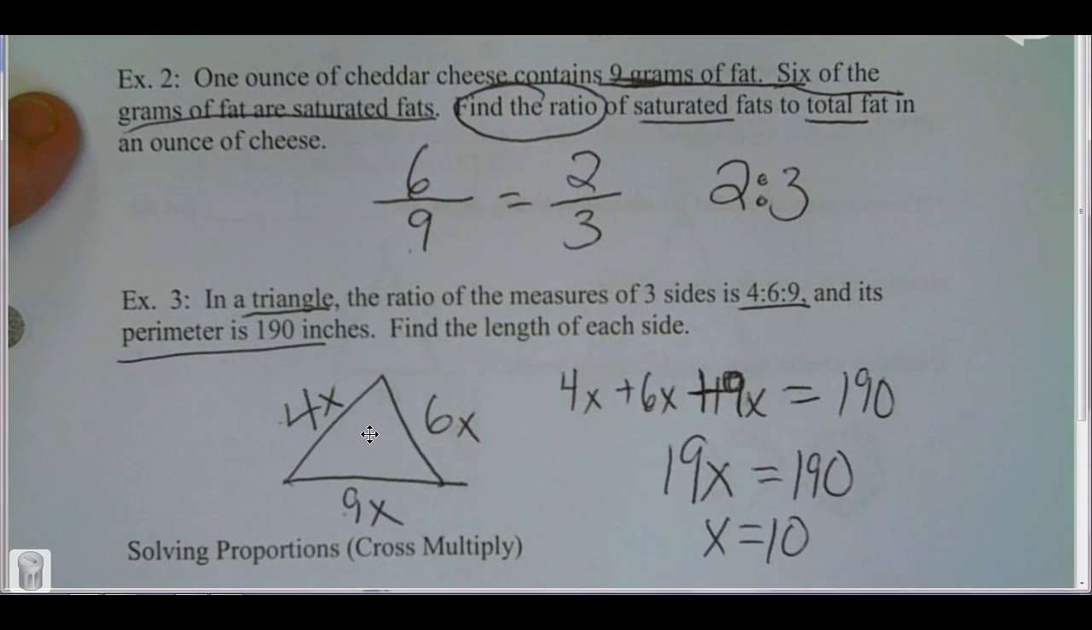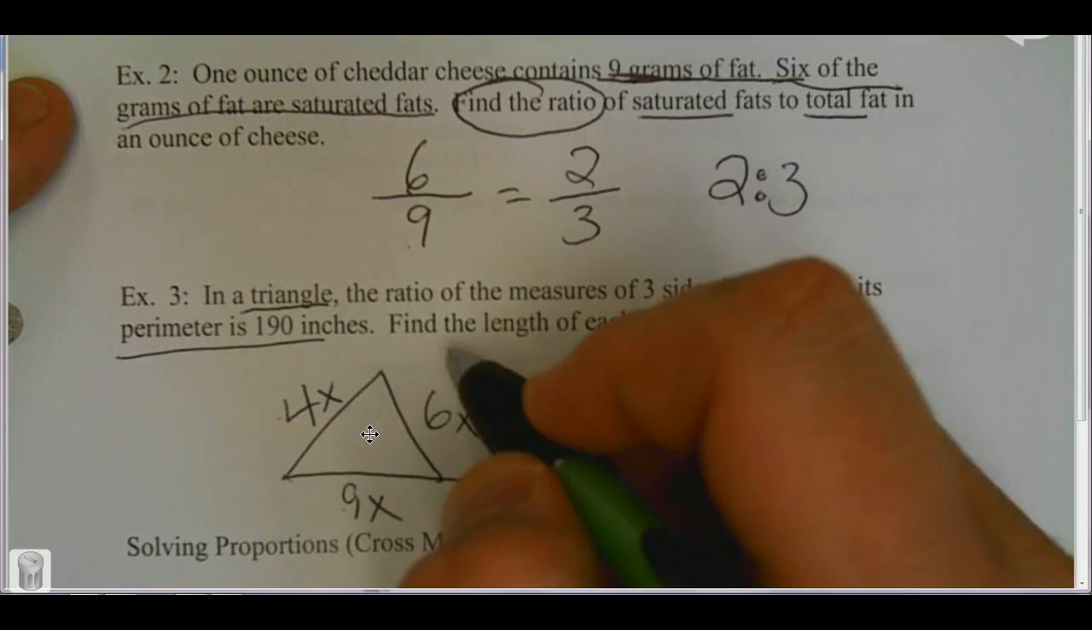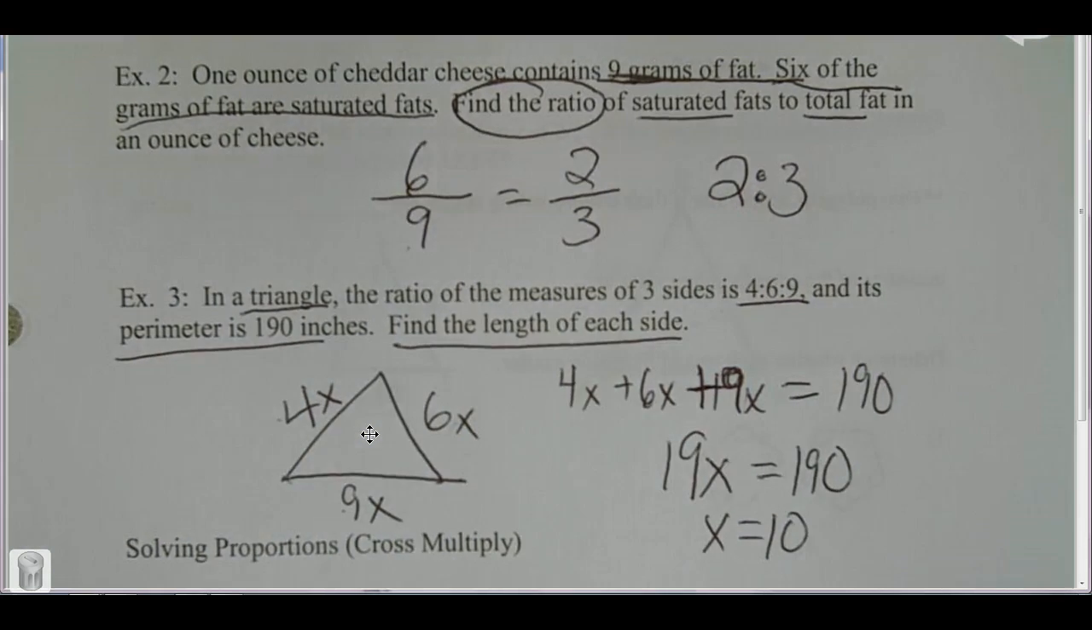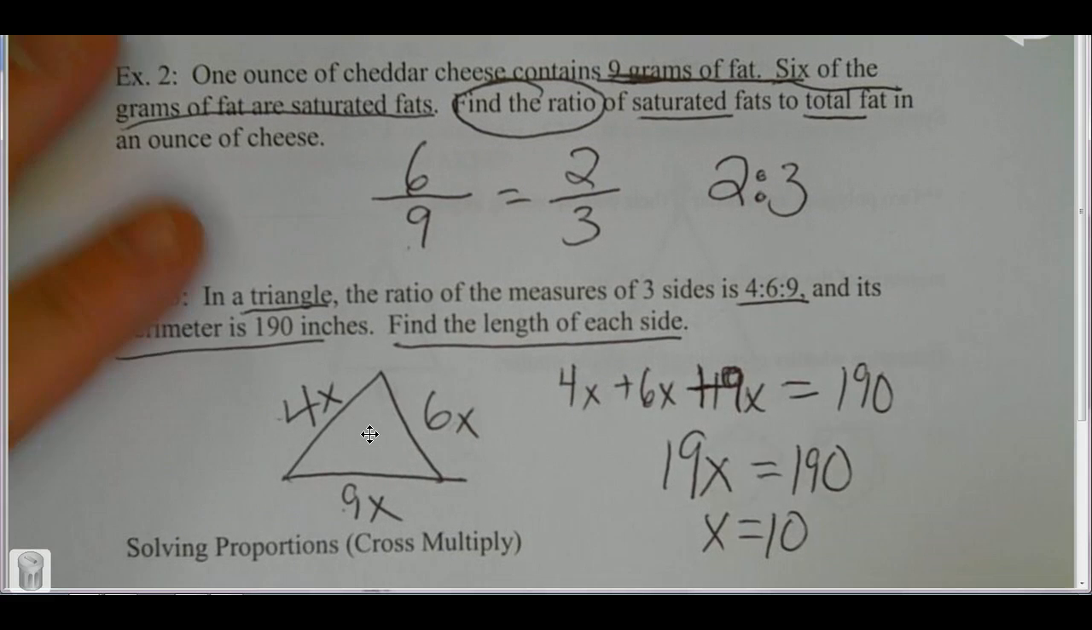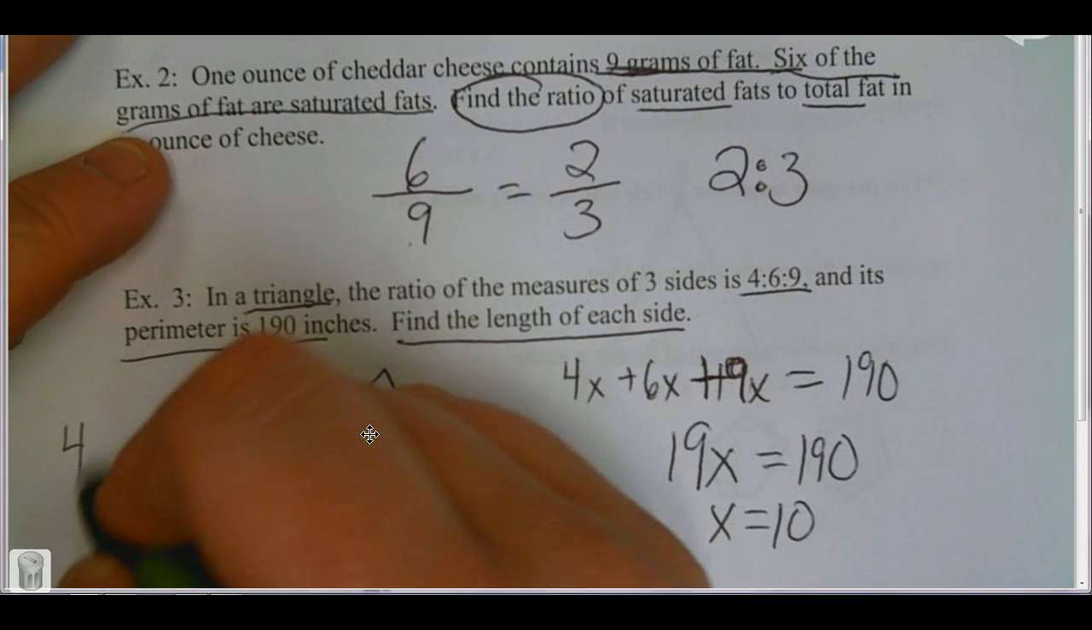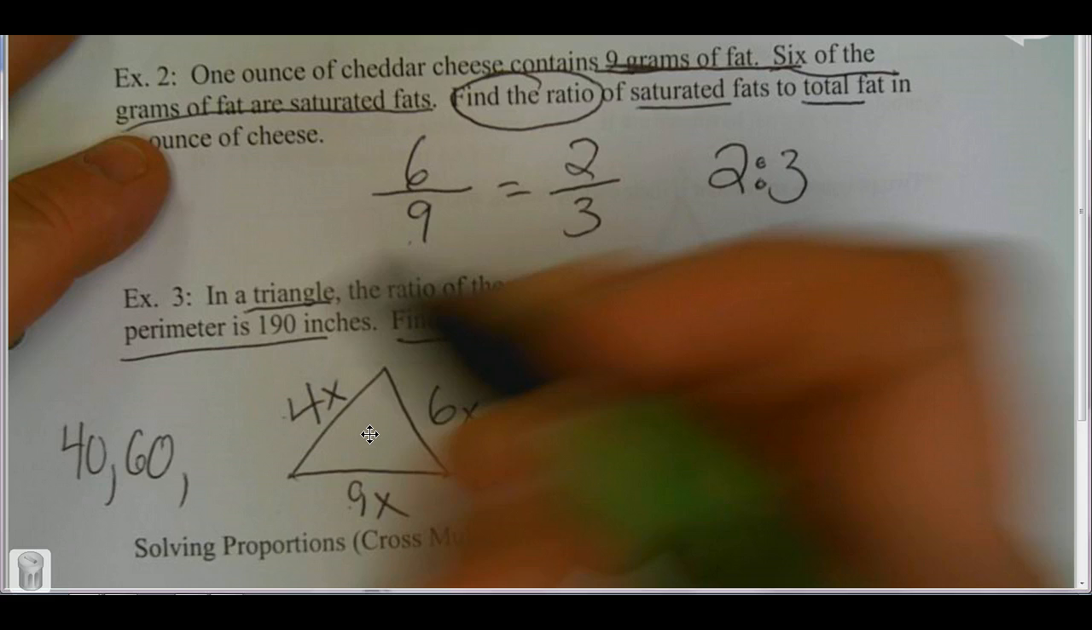But the question says find the length of each side. And you know, in geometry we've talked about how that always works. We've got to go to that next step. So you plug the 10 back in, and of course you have side lengths of 40, 60, and 90.